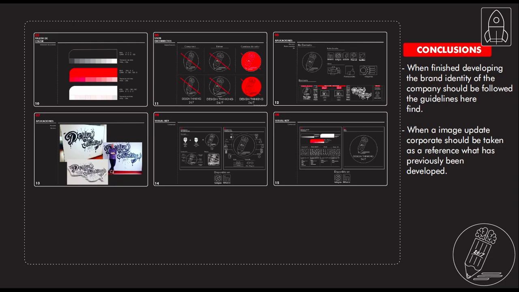have just shown. As a conclusion, we can say that when we finish developing the brand identity of the company, it should be followed by the guidelines defined here, which is what we just showed in this book. When a corporate image is updated, it should take as a reference what has previously been done. Also to know which version it is, because sometimes in the development we make small changes, so it's very important that our guidelines get an update for that.